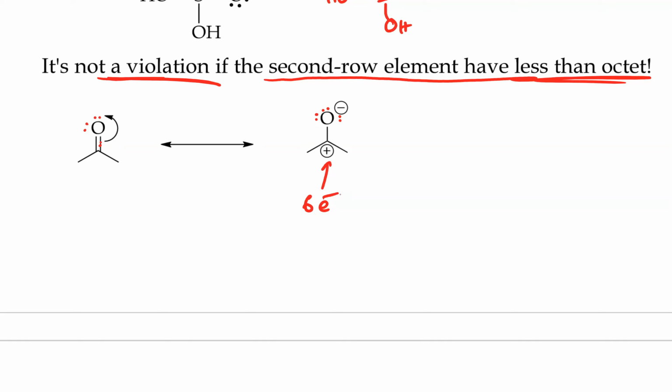So it's okay. This is not a stable resonance structure, and we'll discuss the stability of resonance structures later. But for now, just take note that this is not stable because the carbon does not have an octet of electrons. However, it is not a violation.